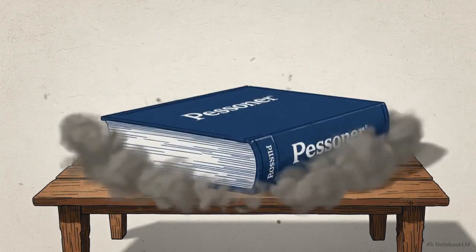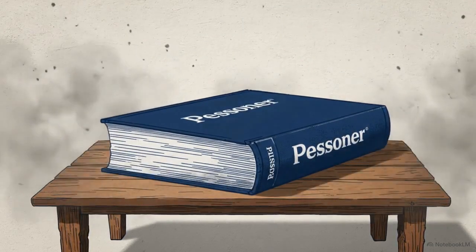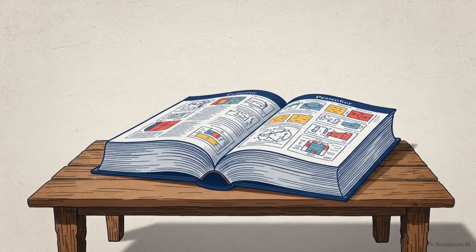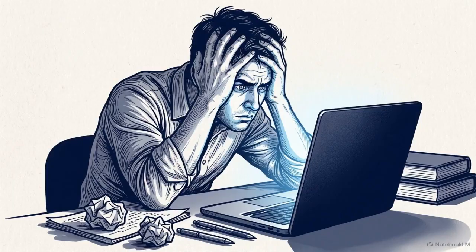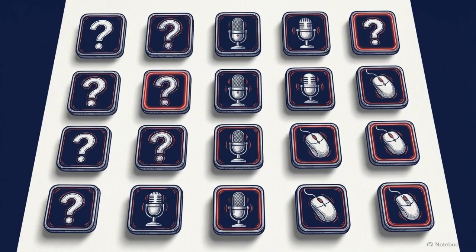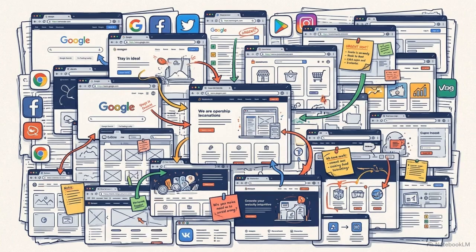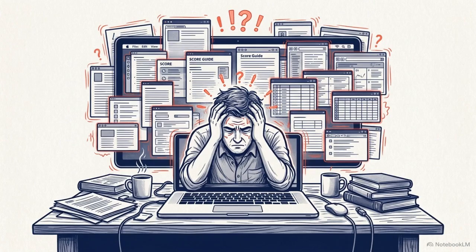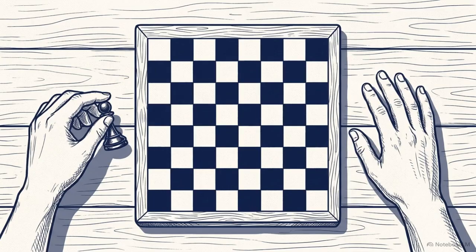You know that feeling when you open a new board game and a heavy rulebook the size of a phone directory drops onto the table? That is the experience of most people starting the PTE. You are suddenly faced with 20 different question types, dozens of study platforms, and a mountain of conflicting advice on where to begin. When there is this much information to process at once, it is easy to feel like you have lost the game before you have even made your first move.